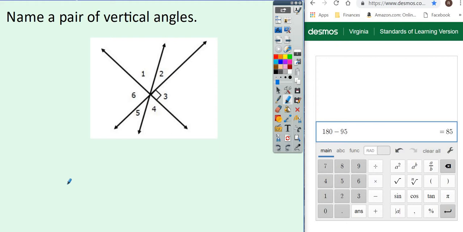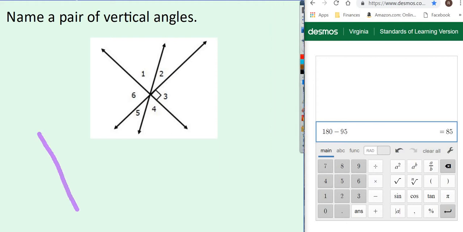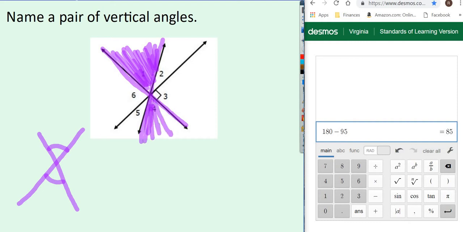All right, name a pair of vertical angles. Vertical angles make an X, and then they are congruent. It means that they are valued exactly the same. So I'm going to start by tracing that line and tracing this line. So I know that angle 1 is exactly the same size and the same measure as angle 4.